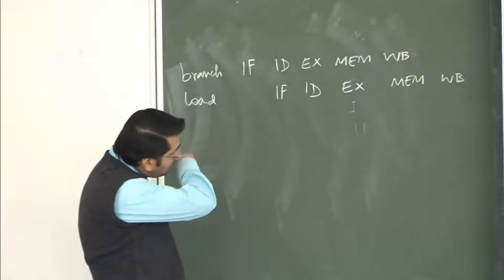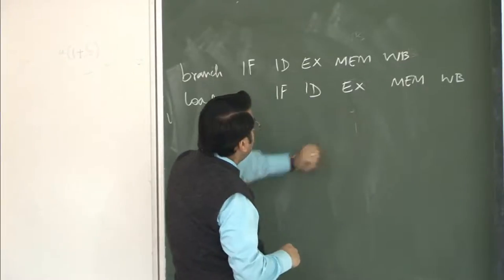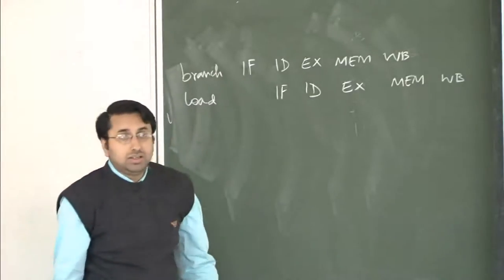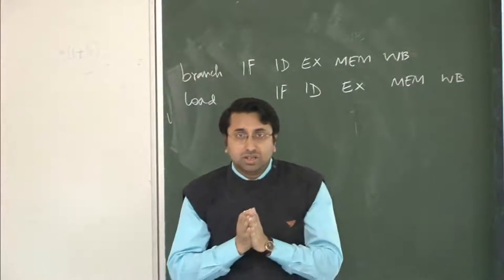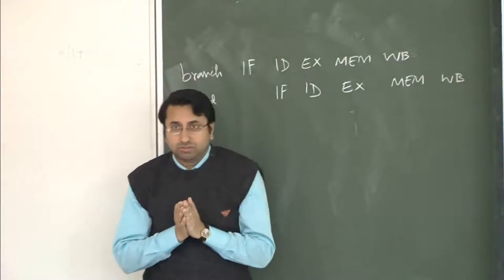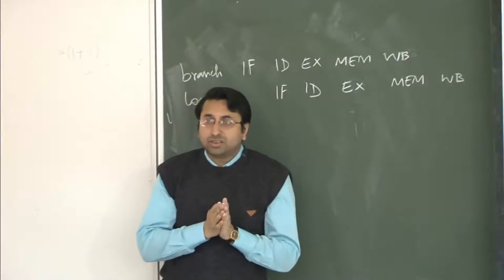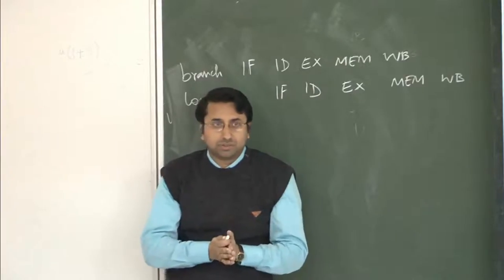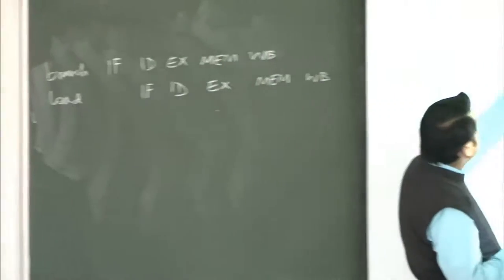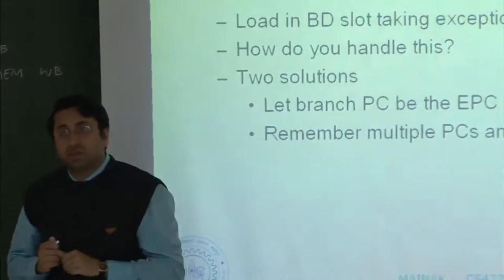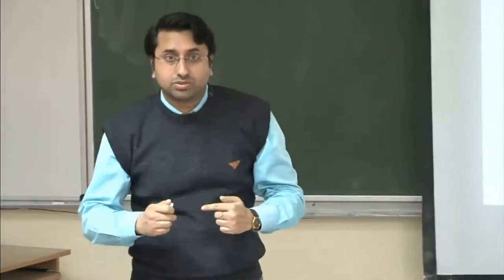The problem is, depending on where the exception is taken, first of all, to maintain the preciseness of exception, you cannot execute the next instruction at this point. You have to take the exception of the load, come back, re-execute the load, and then only you can re-execute the next instructions. Which essentially means, when you take this exception of the load, you have to remember which way the branch resolved. Because then only you will know which PC to use after the load instruction.